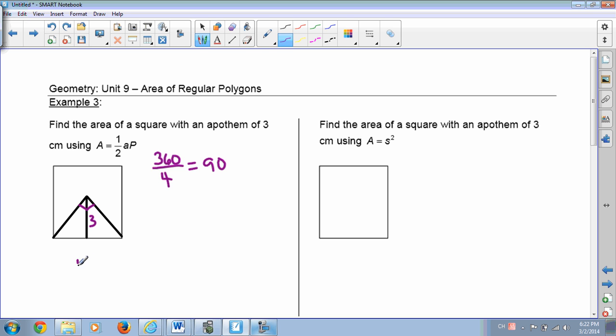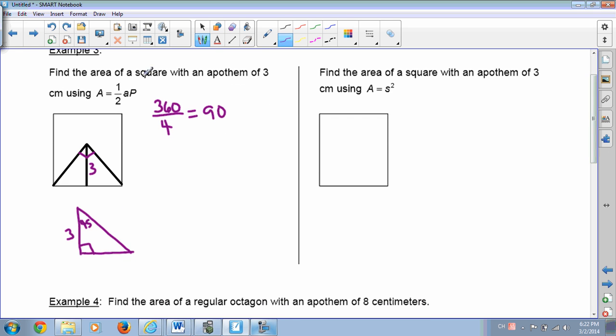So really, I'm going to redraw this triangle here. I've just redrawn it. Your apothem is 3. So this angle right here is 45. And we also know that all the angles of a square are 45. So really what it's doing is it's cutting that angle in half as well. So we have a 45, 45, 90-degree triangle right here and right here.